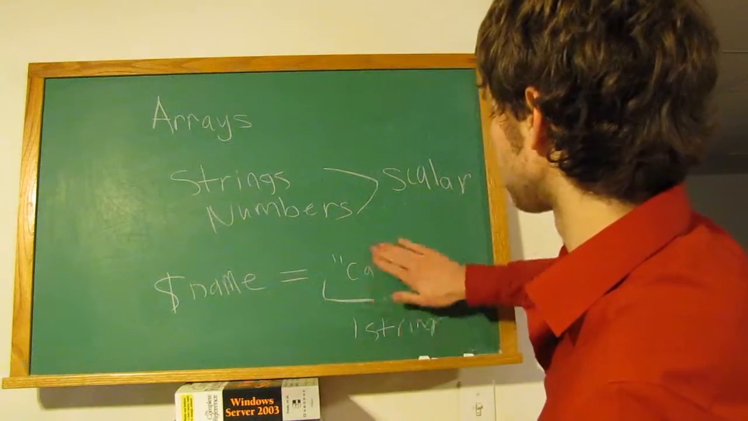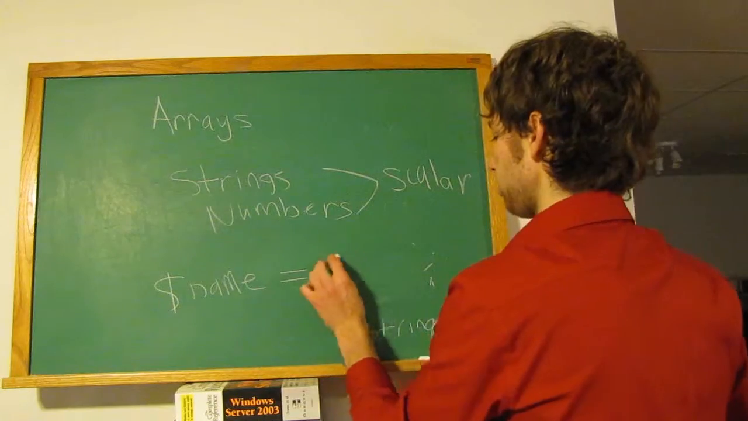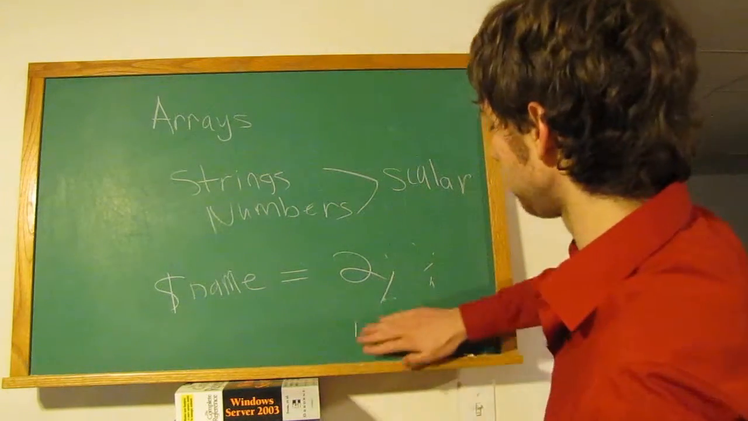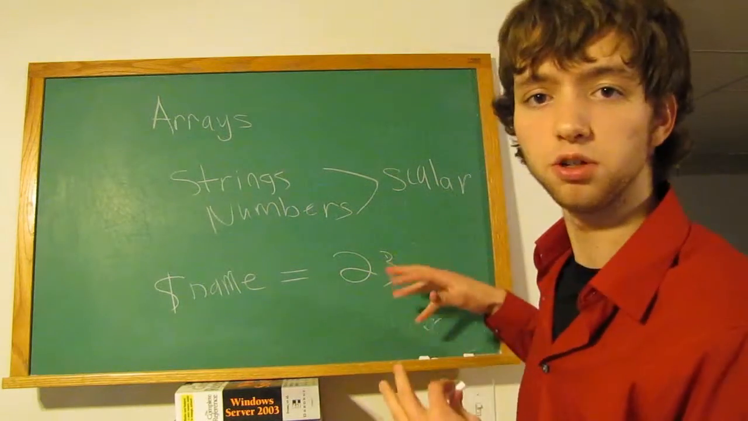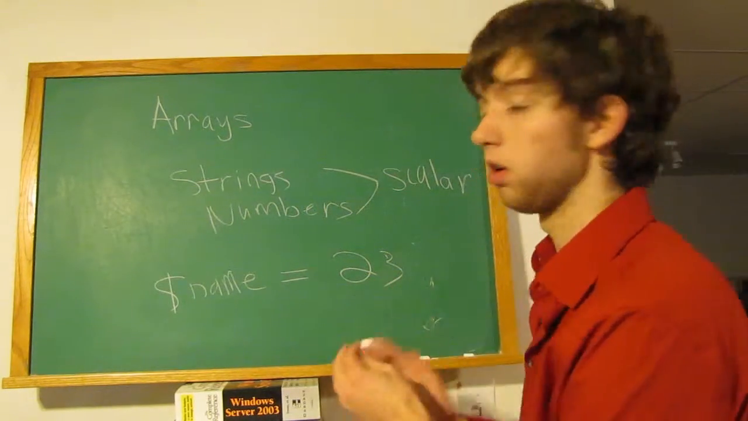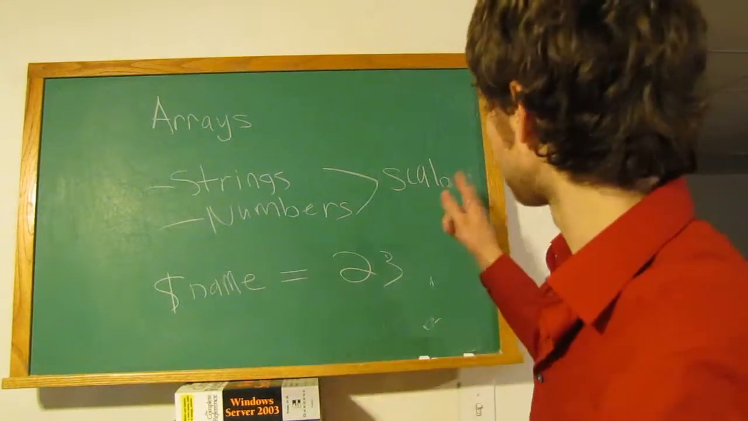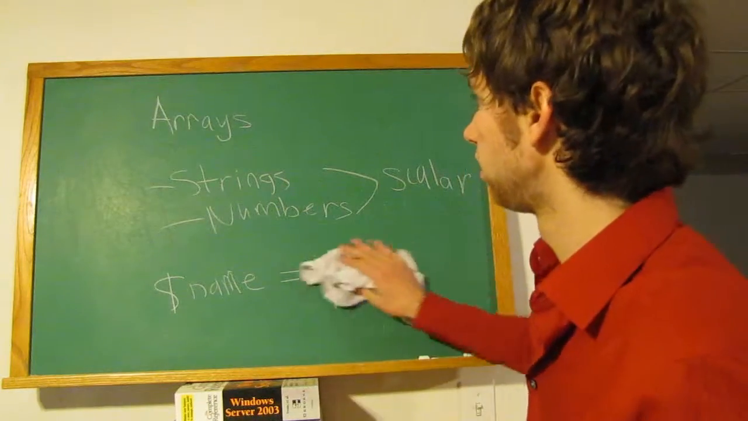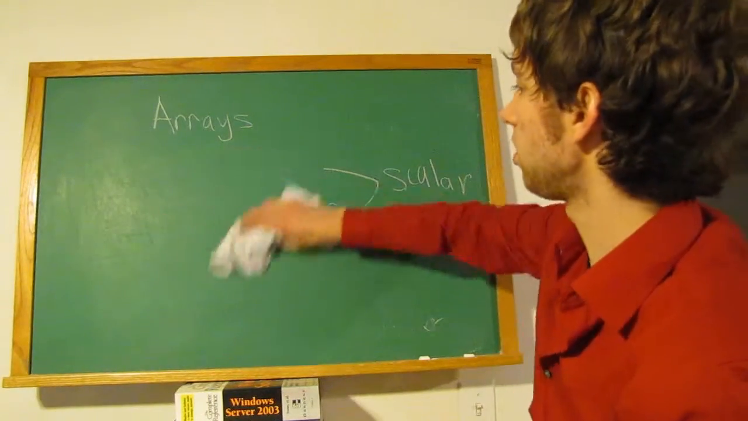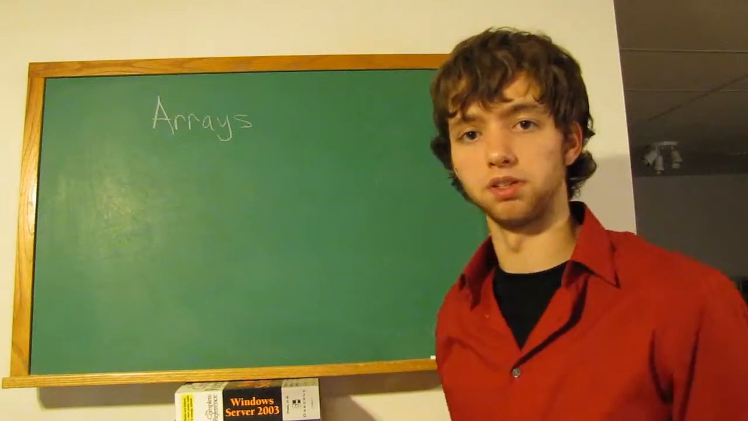So we could also assign it a number. Get rid of the quotes. 2. Now this is one number. Even if it's 23, that's still considered one number data type. So we have strings and numbers. These are both scalar because they hold one piece of information. Arrays, though, are non-scalar, which means they hold multiple pieces of information.